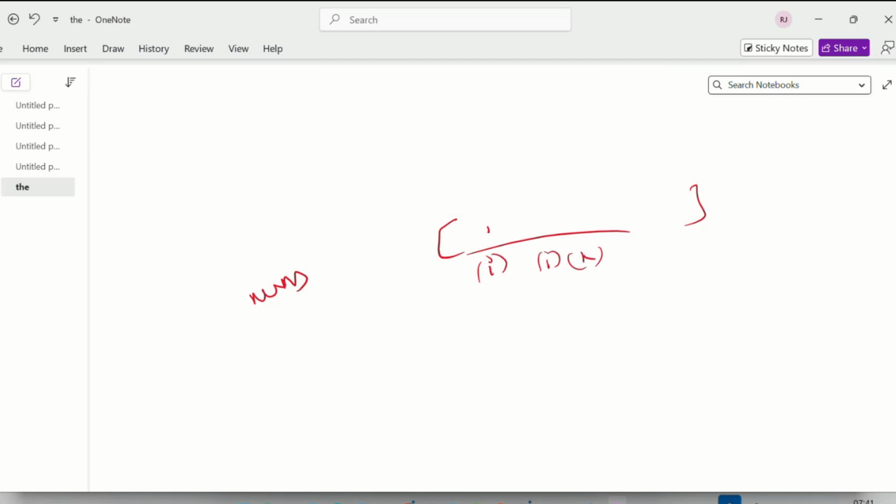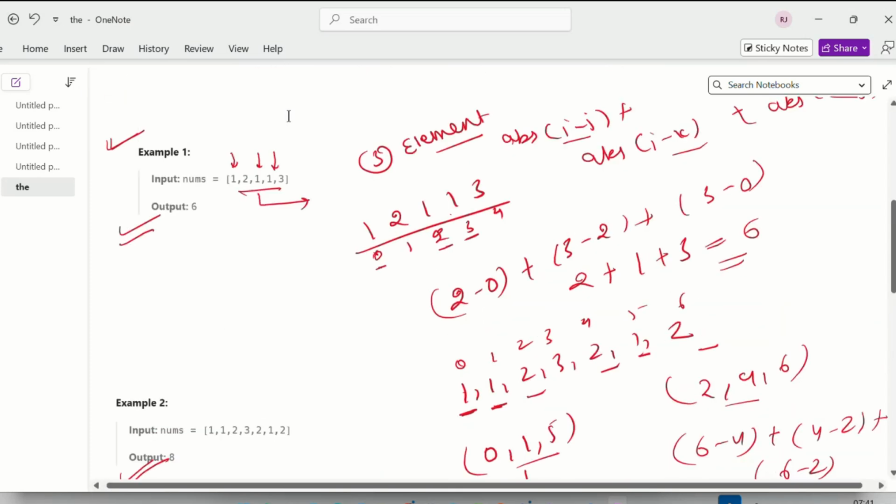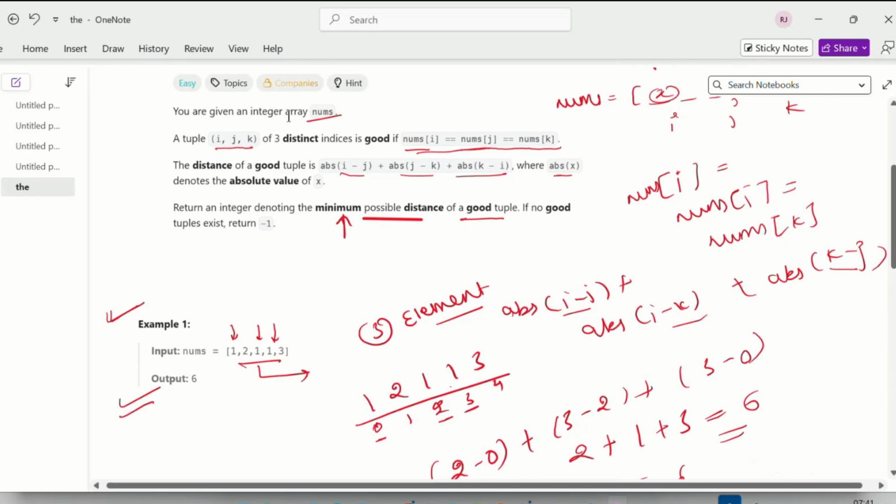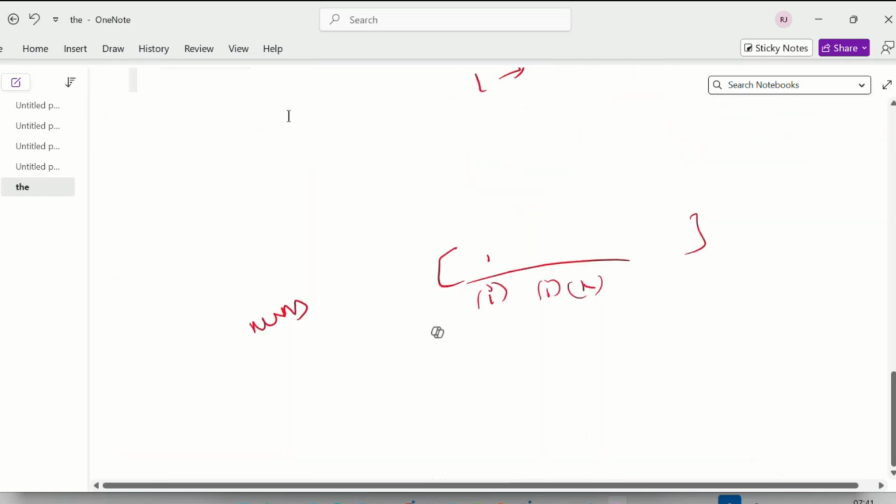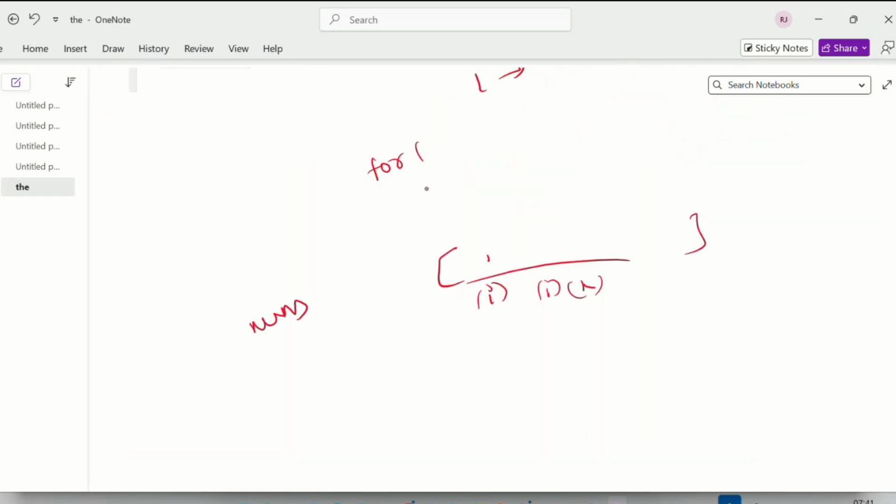So we need to find some i, j, and k indices. The brute force approach is that we can easily use three for loops to get all the i, j, and k values, traversing through the whole array. For the time complexity, there will be three for loops, so this will be O of n cube.